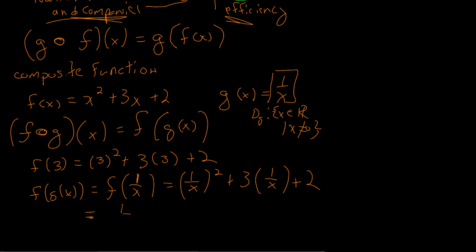And this will give us 1 over x squared plus 3 over x plus 2. And we have our new composite function. We have everything that the rule of g would be doing to what I put into my domain, filtering through g and into f. But we can write it in one form. We don't have to do it in two steps.